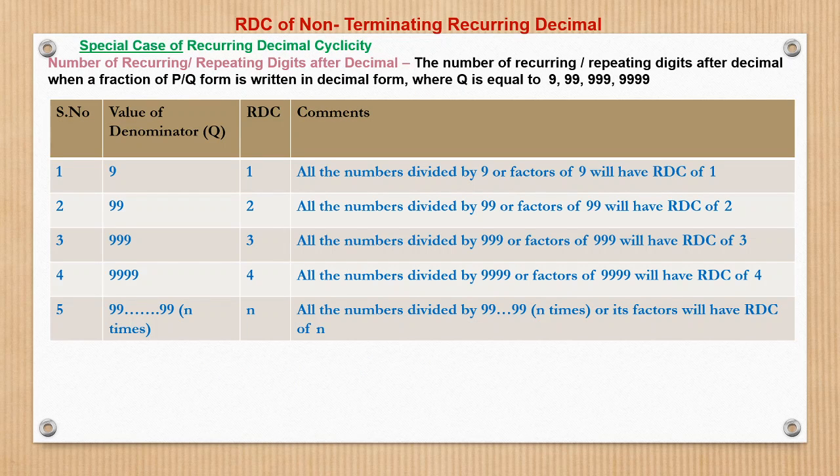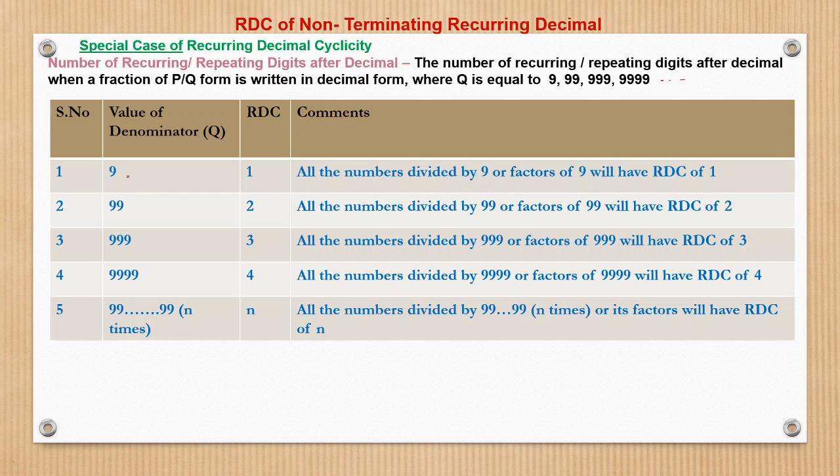So that was a generic way of finding the cyclicity of decimal digits. Now we will see some special cases, right? And special cases of those numbers would be the number of recurring or repeating digits after the decimal, when a fraction of p by q form is written in decimal form, where q is equal to 9, 99, 999, 4 times 9, and so on. So this is a special case wherein the denominator q will take a value of 9 or double 9 or so on.